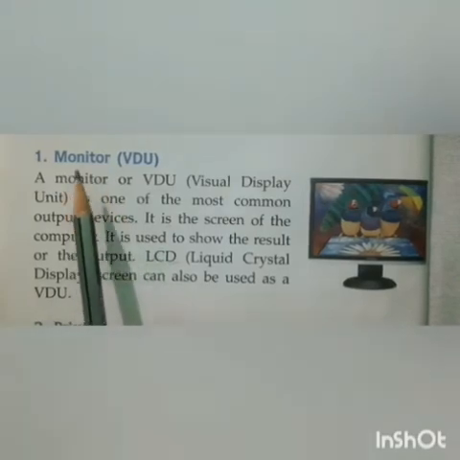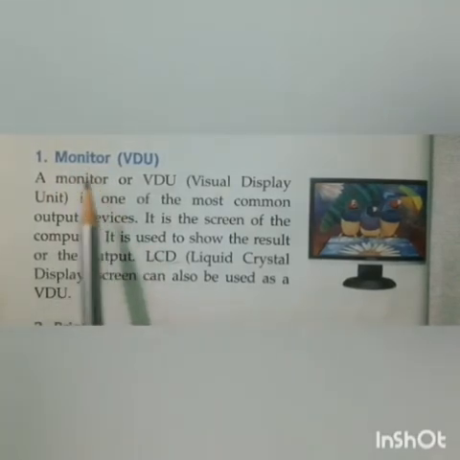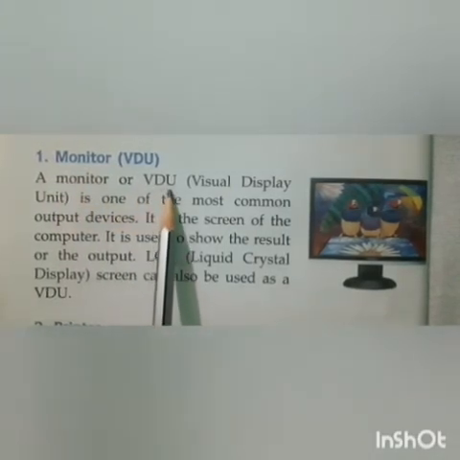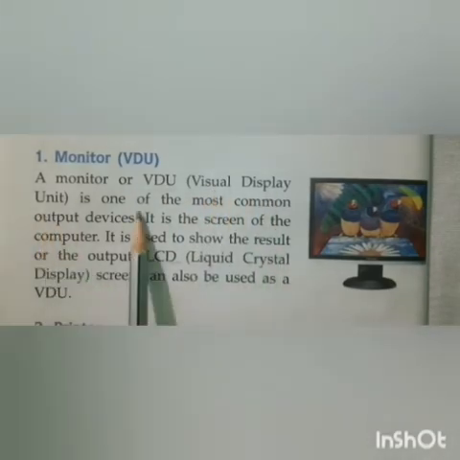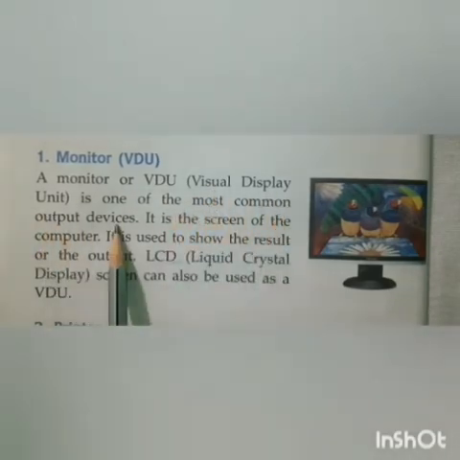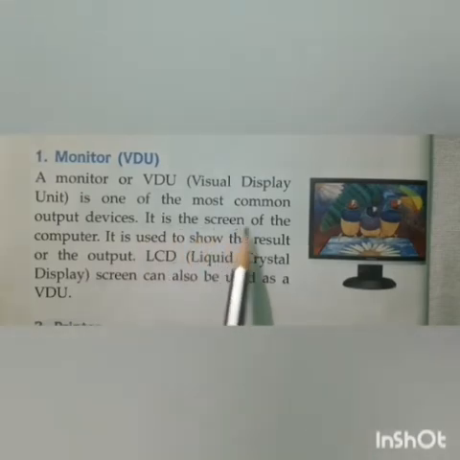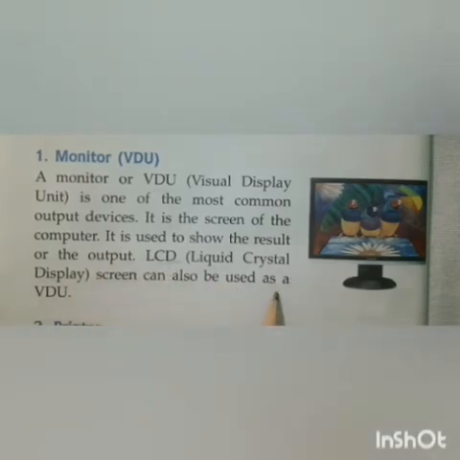The first output device is the monitor. A monitor or VDU, Visual Display Unit, is one of the most common output devices. It is the screen of the computer. It is used to show the result or the output. An LCD, liquid crystal display screen, can also be used as a VDU.